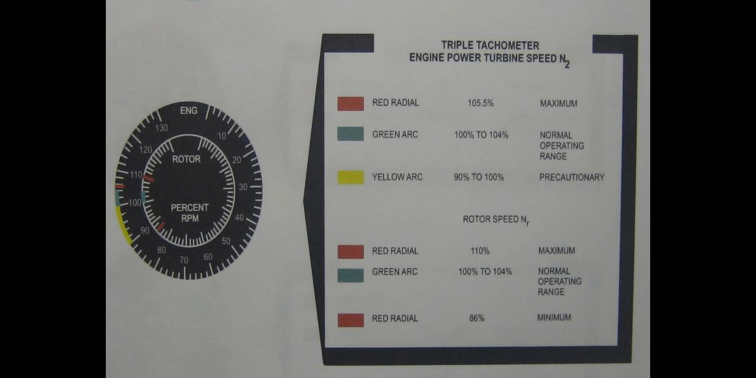Triple tachometer. Engine power turbine speed N2. Maximum 105.5%, red radial line. Precautionary 90% to 100%, yellow arc. Normal operating range 100% to 104%, green arc. Rotor speed NR. Maximum 110%, red radial line. Minimum 86%, red radial line. Normal operating range 100% to 104%, green arc.